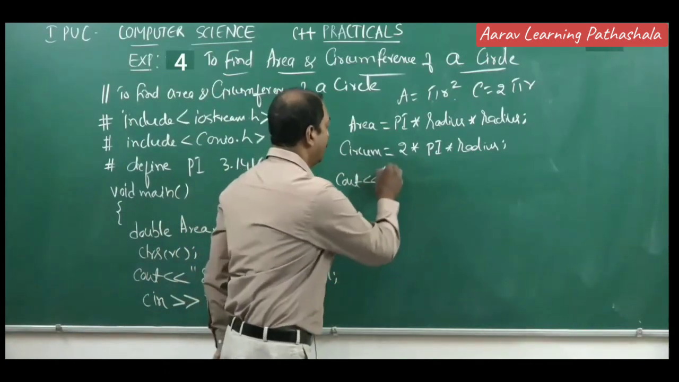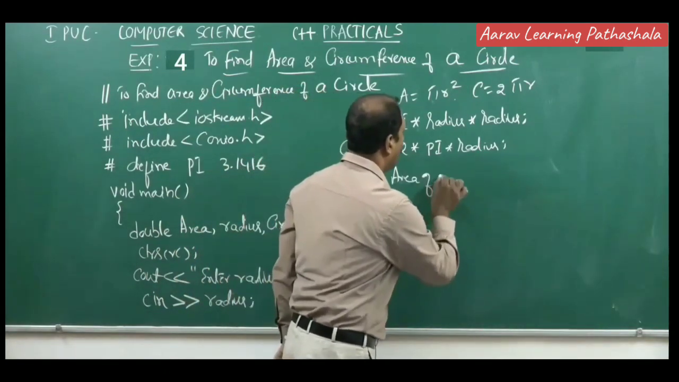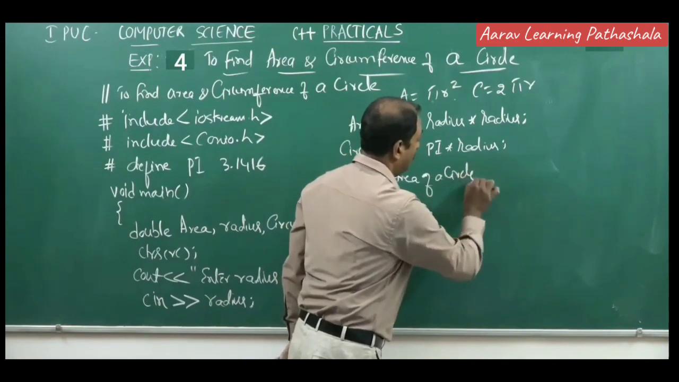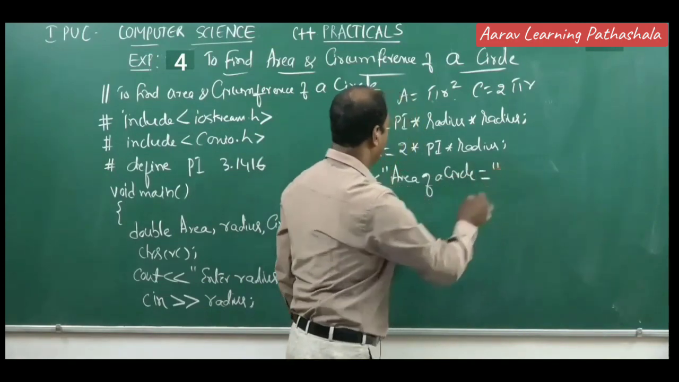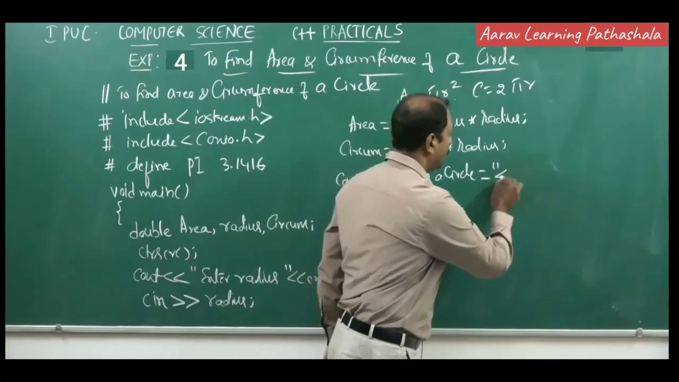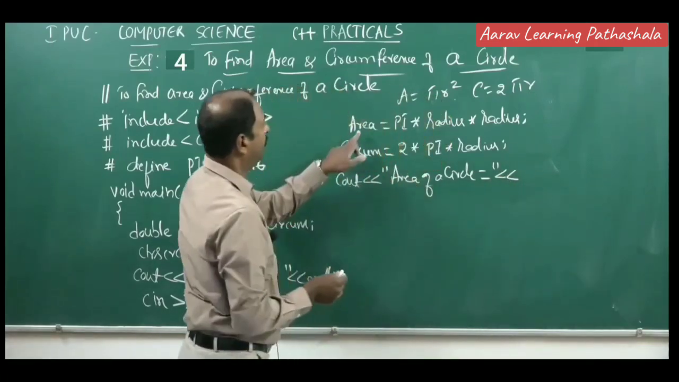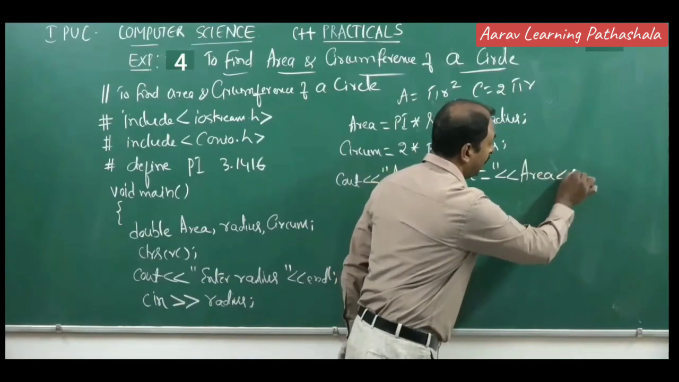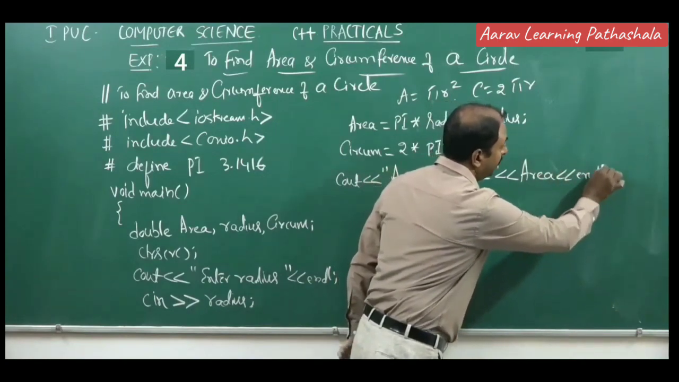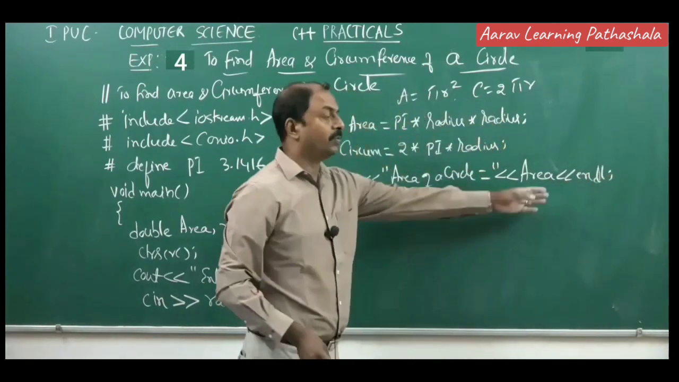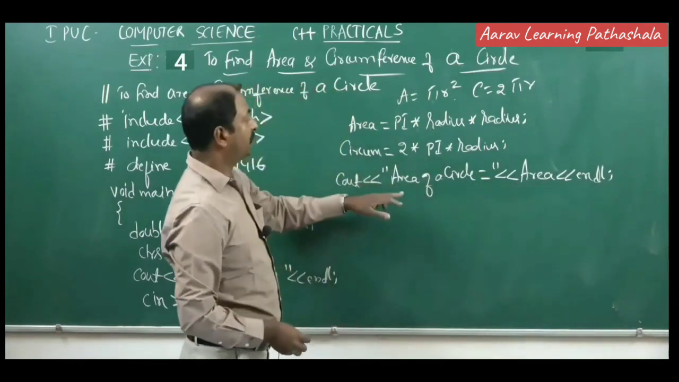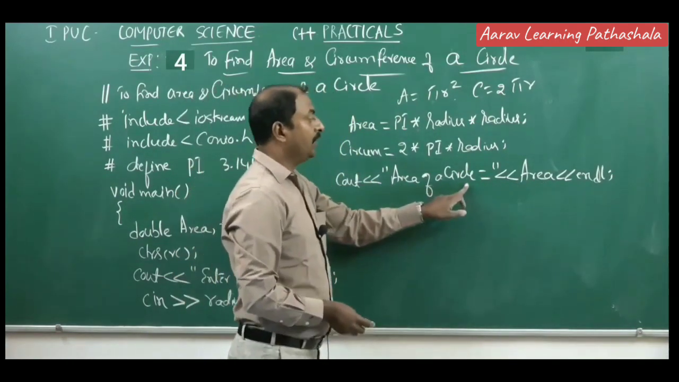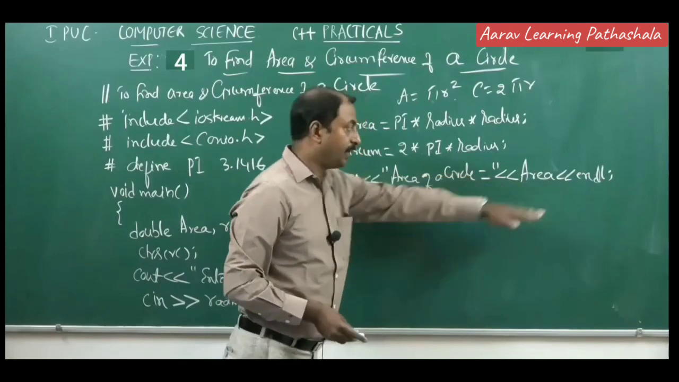Then after applying the formula, next step is to display the result, that is area and circumference. I can say cout area of a circle equals, closing the double quote, and using this operator, the variable is area. I am writing here area, and endl is a manipulator. It takes the control to the next line. With the help of this statement, we are printing the value of area.